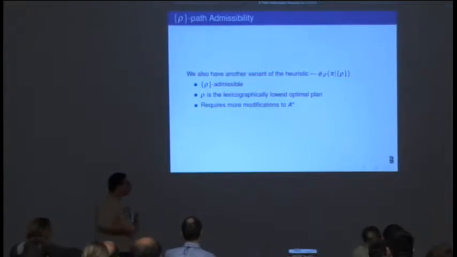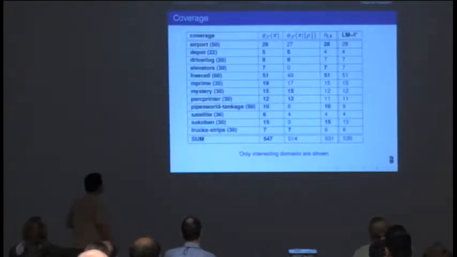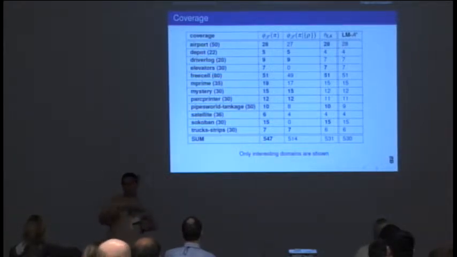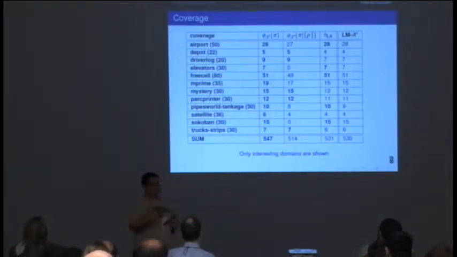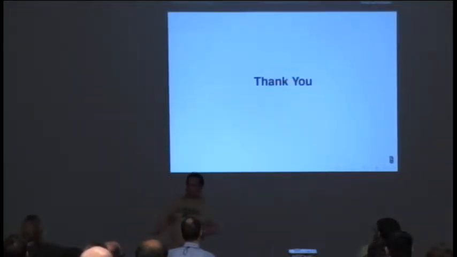All right, so what I discussed so far was path admissible. We also have a version that's row admissible for the lexicographically lowest optimal plan. And that requires a bit more modifications to A star. I will not get into that. So let me just quickly show you the results. It does better. So actually, what might be surprising is that the version that uses the row path admissible heuristic, so for a single path, is not better. So technically, it's a more informed heuristic, but it doesn't do better because the search needs to be modified in a much more strict manner. And if you look at the number of expansions, it also does better. And that's it. Thank you.